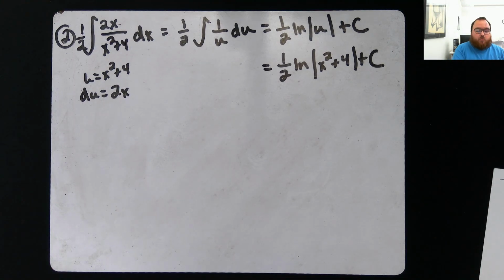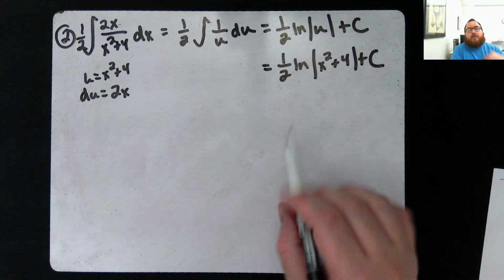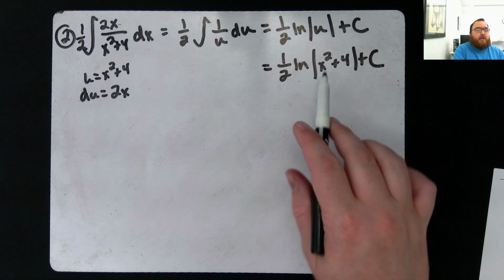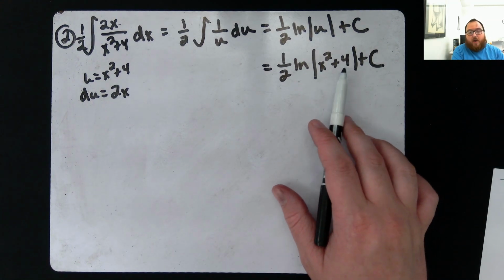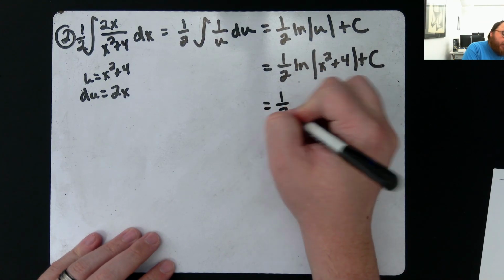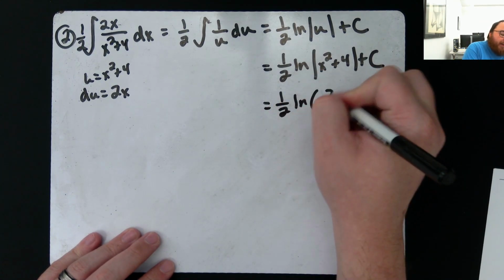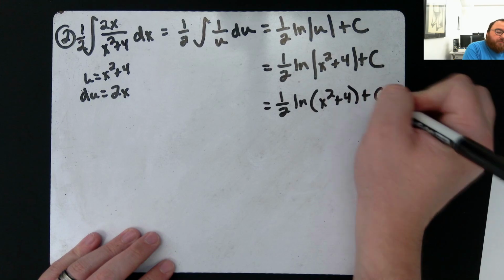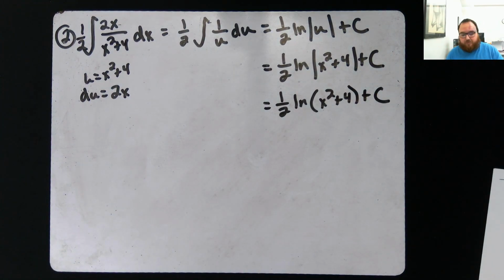Once again, this is right. I'm happy with this, but technically I could rewrite this because x squared plus 4 is always positive. So the absolute value of it isn't going to change it. So if you want to, you could write it like this, but you don't have to. Either way, they are both right. I'm happy with them both.